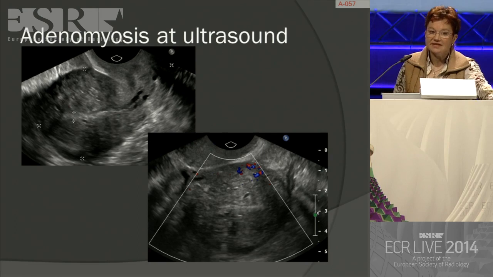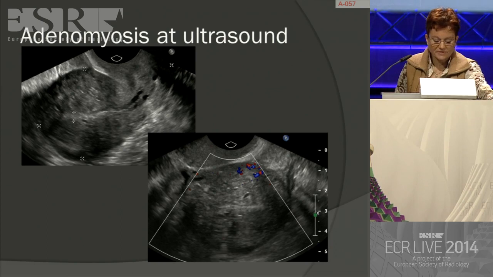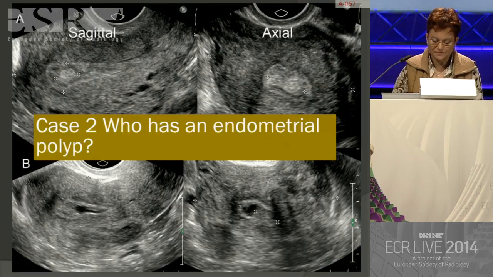And adenomyosis at ultrasound has a quite different appearance. You have hyperechoic areas that can be linear, or perpendicular to the endometrial lining. You can also have these hypoechoic little round structures which are typical of the bloody cysts. Now this is adenomyosis at ultrasound.